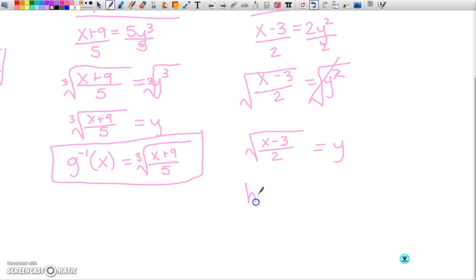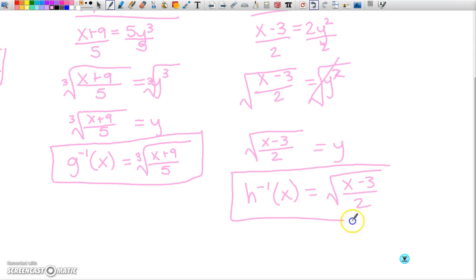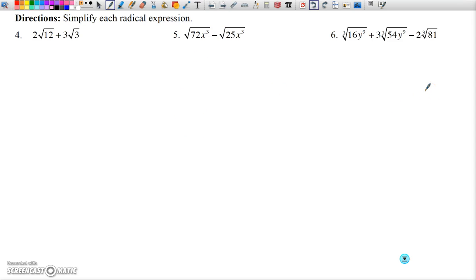And I believe this one was h of x to begin with, so h inverse of x equals the square root of x minus 3 over 2. And there's your inverse. All right, and I apologize now, I'm going to have to shift all of these over because there's 3 problems for each and they're not going to fit on the screen. I'm not going to be able to do all of them on the screen.